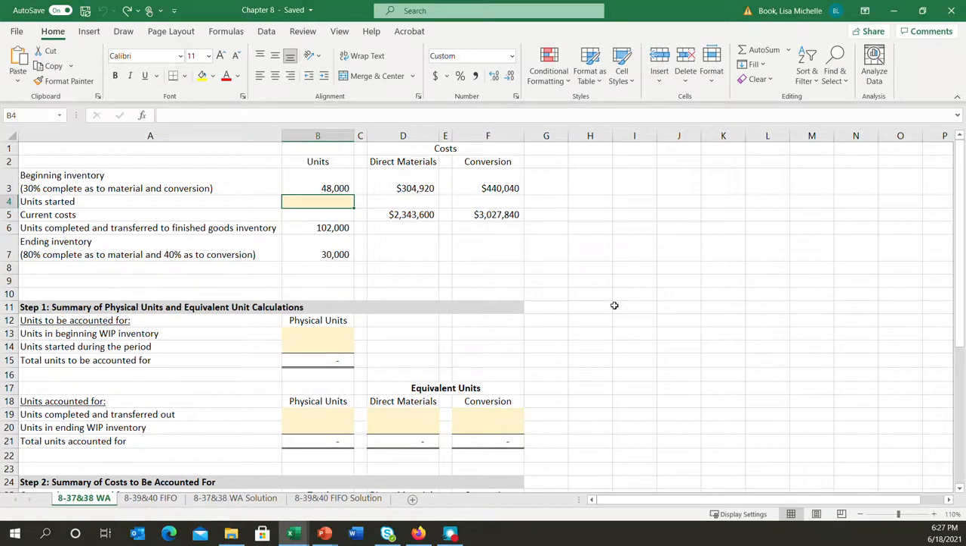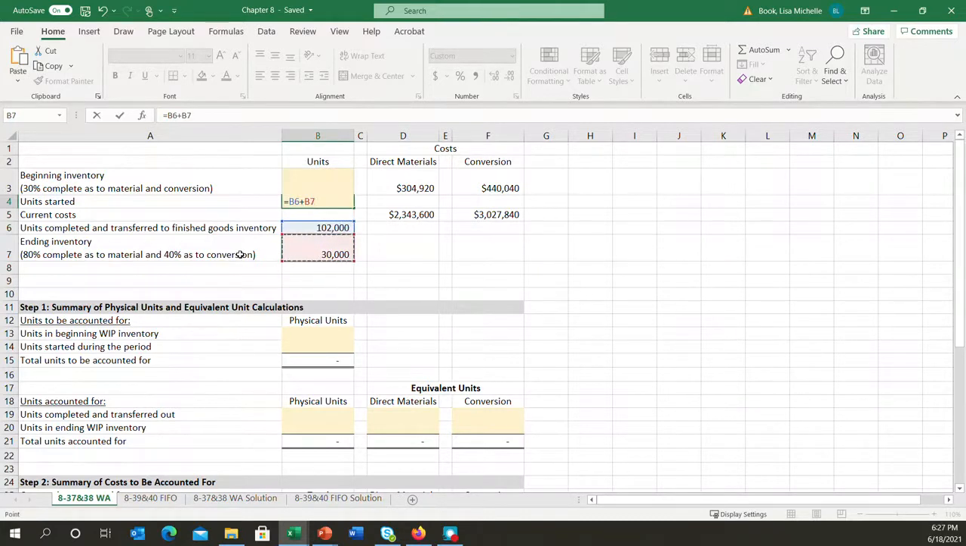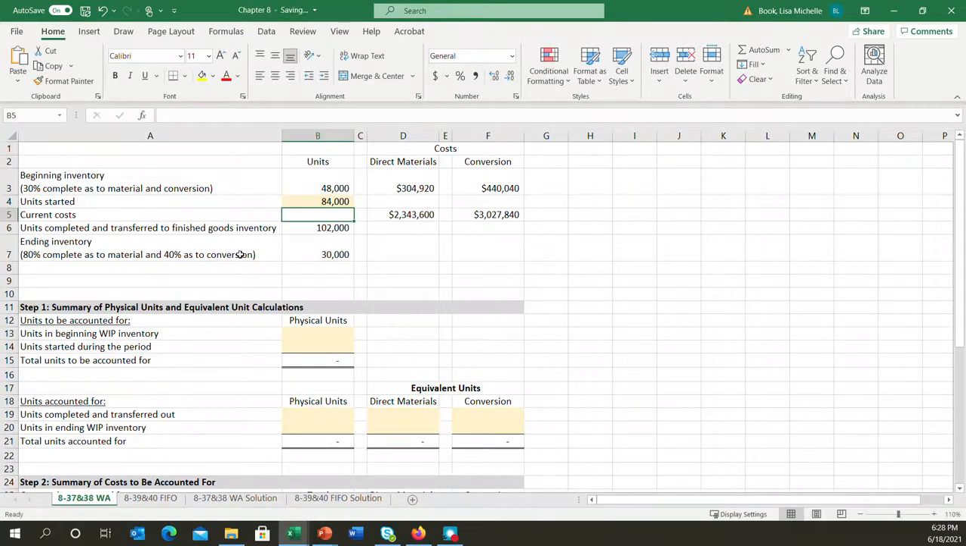If we think about this, the number of units between beginning inventory and started have to balance out to what we transferred out and what we have in ending work in process inventory. So if I simply take my 102,000 units that I transferred out plus my 30,000 units that are in ending inventory, I have 132,000 units that I did something with, that I either finished or left incomplete. If I subtract from that my beginning inventory of 48,000 units, I back into the fact that I must have started 84,000 units. So that's one piece of information to solve for.